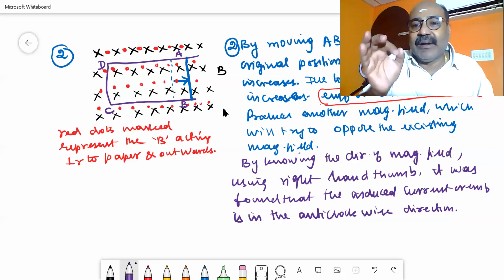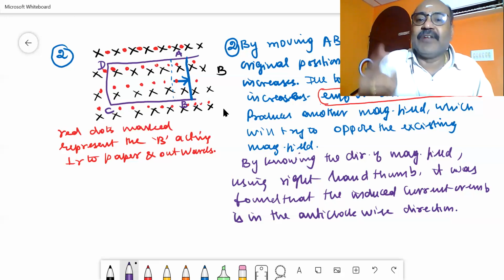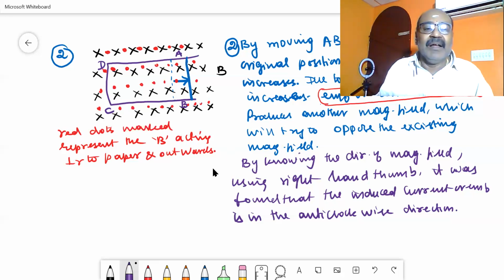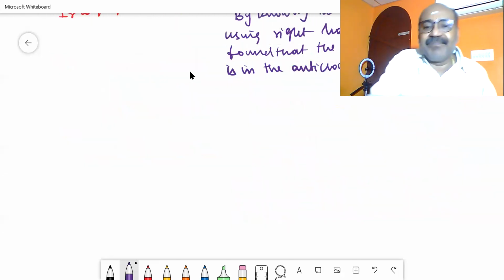Hope you should have understood. This is the second point of the first illustration. Now, let us move on to the third point of this illustration, what I am going to illustrate now.